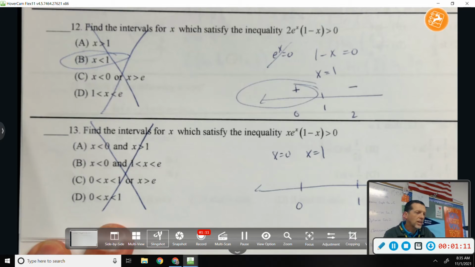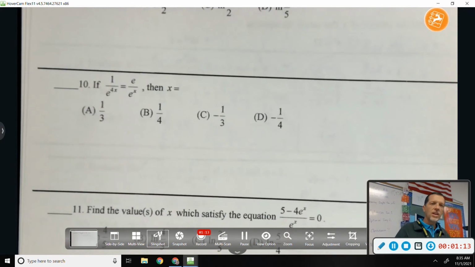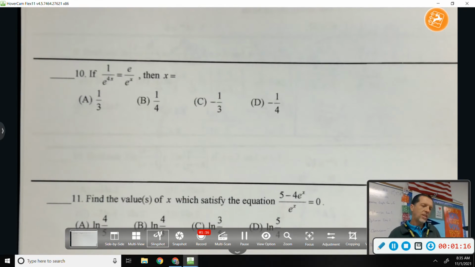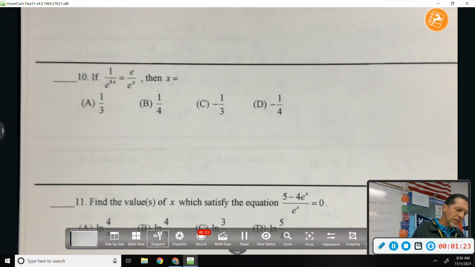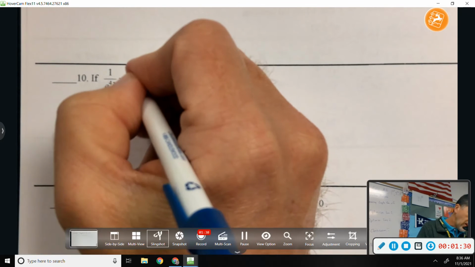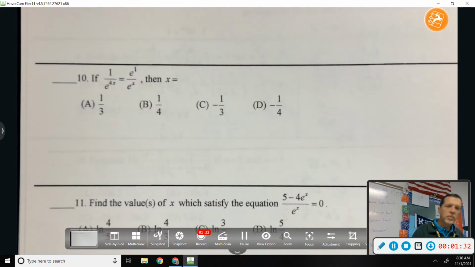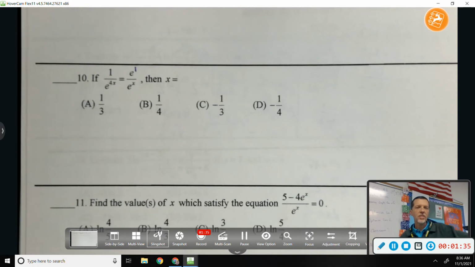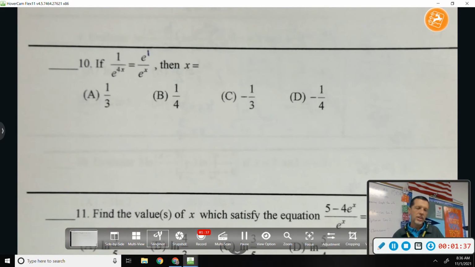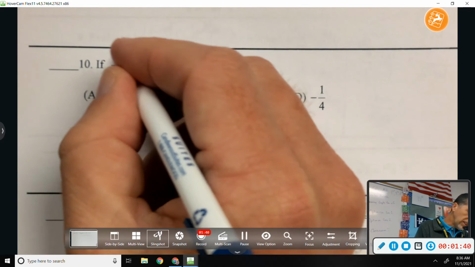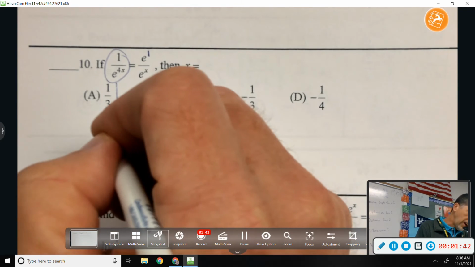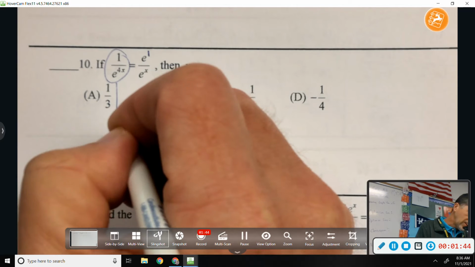Number 10. Let's see. Okay, it feels like I should be able to get this to e to something equals e to something, right? Like same base, set the exponents equal to each other. Just an e sitting there, I'm going to put a 1 there, just because that's going to make my life a little easier. So the left-hand side, I could rewrite as e to the negative 4x.